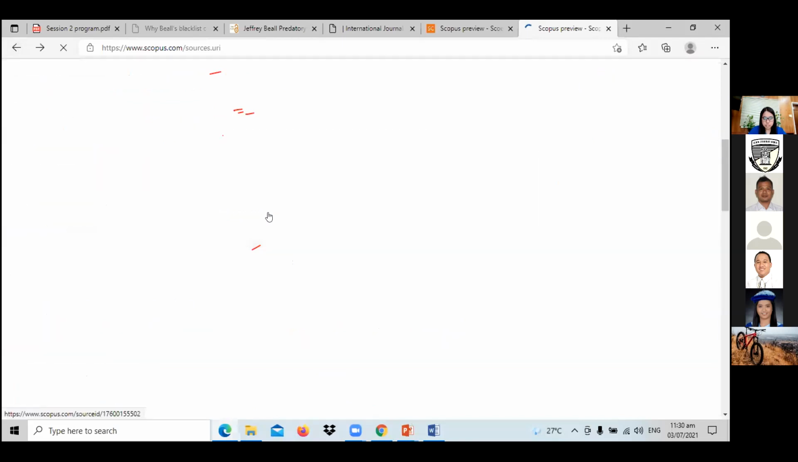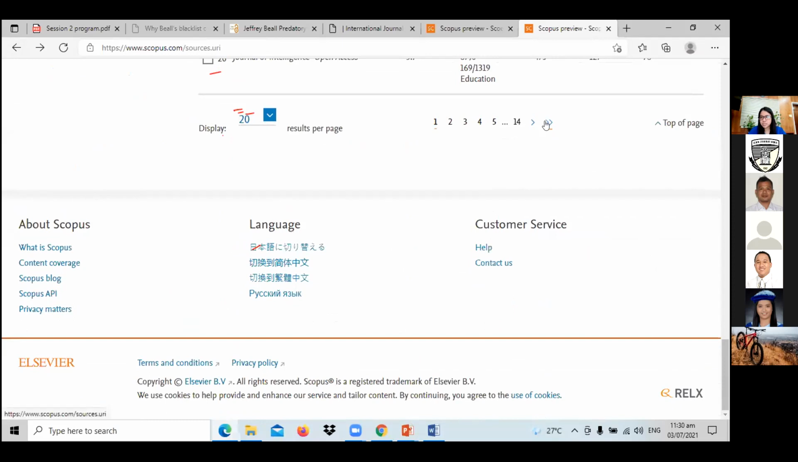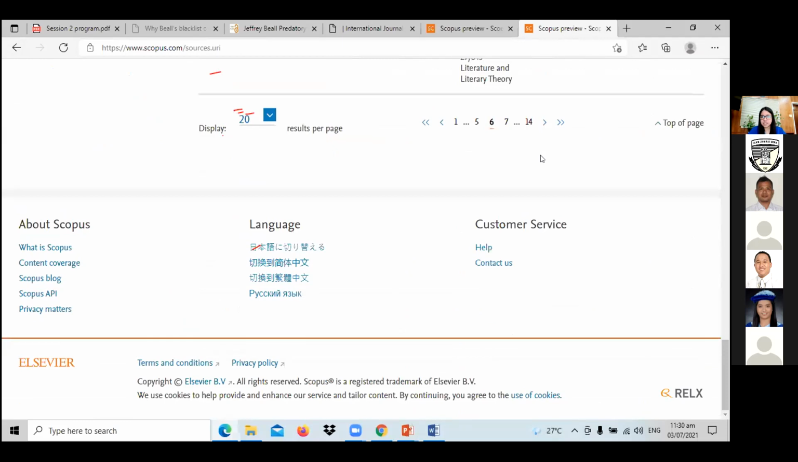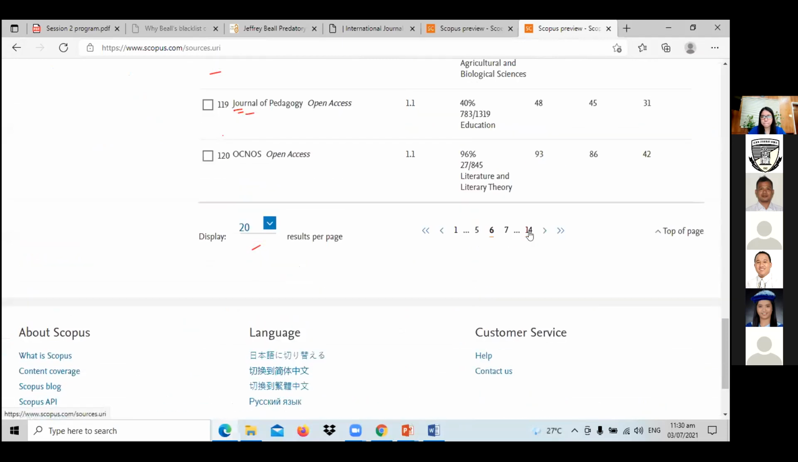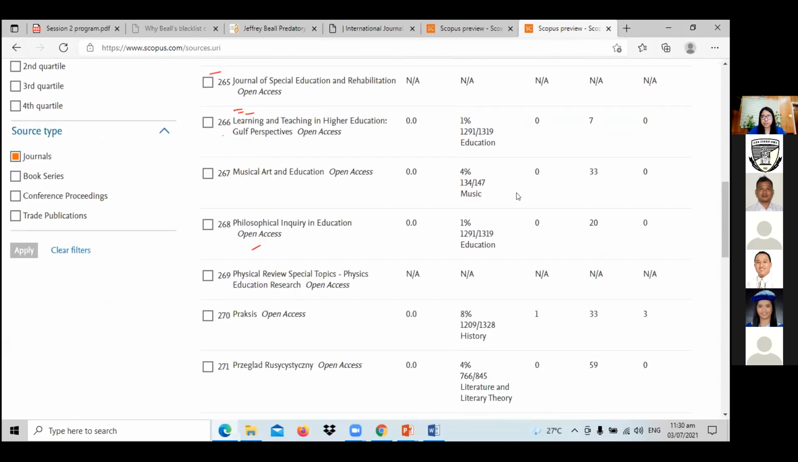So let's check if we can encounter those. Usually, of course, these are the ones placed at the last, because this is not arranged alphabetically. You can also download this.